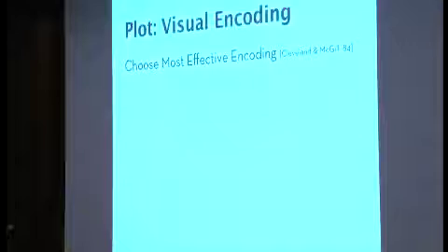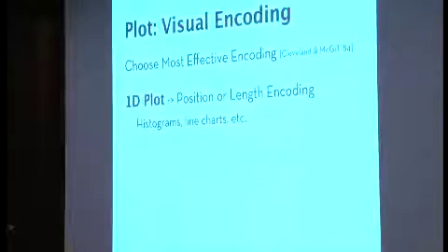So, applying this to our use case here. For one-dimensional data, which is a lot of the overview and visual summaries that we use for profiling to get a sense of distributions, we want to use position or length encoding. So this is things like histograms and line charts, et cetera.